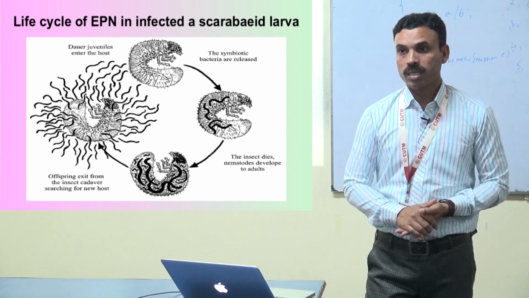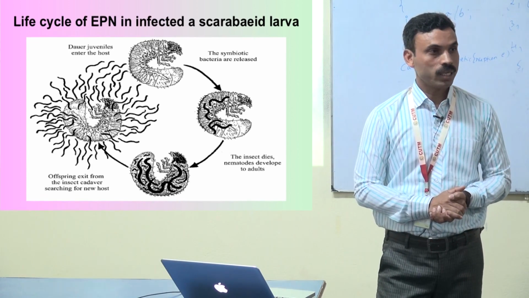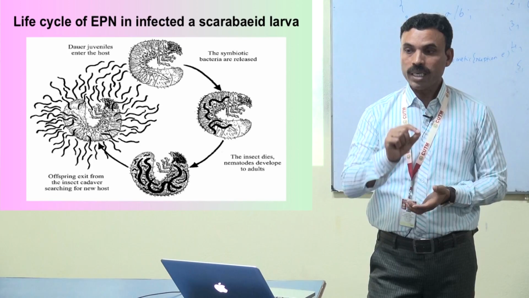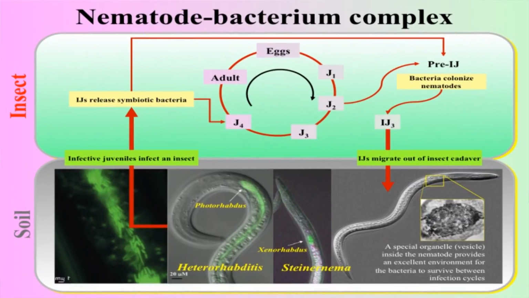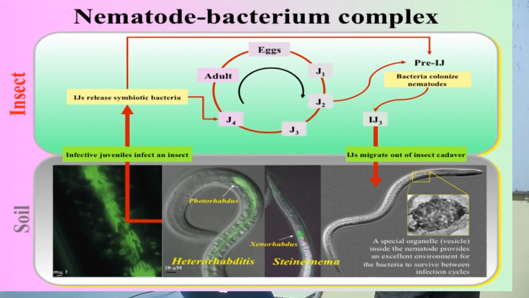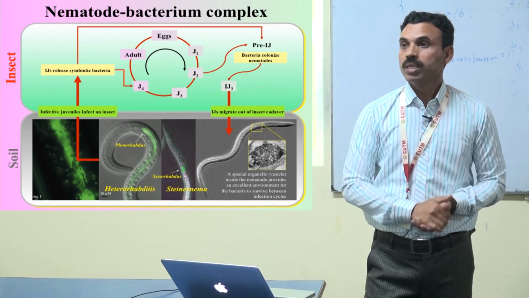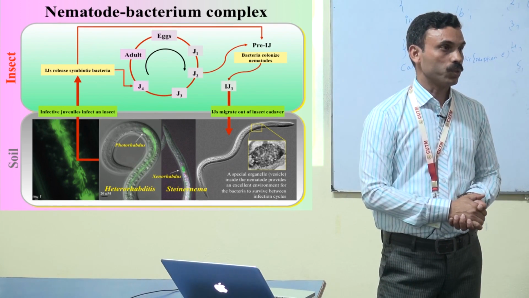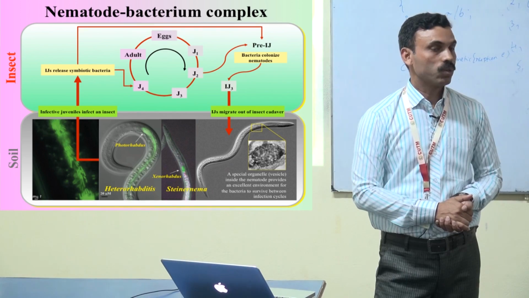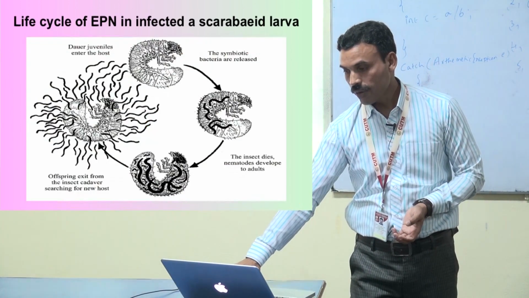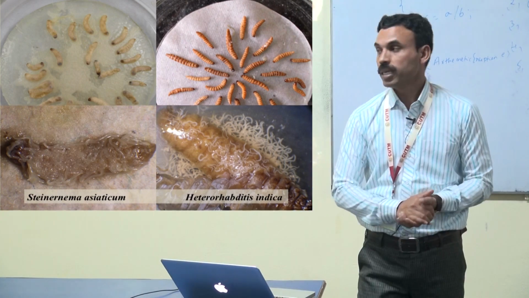When the resources of the insect are depleted, the second stage juvenile emerges as a pre-juvenile stage, selectively takes up the bacteria into its own stomach, then molts into the third stage and migrates out of the host into the soil in search of other insects. This is how the mechanism of action and life cycle takes place.